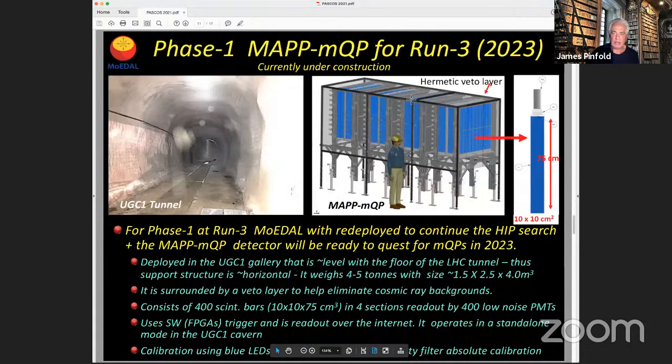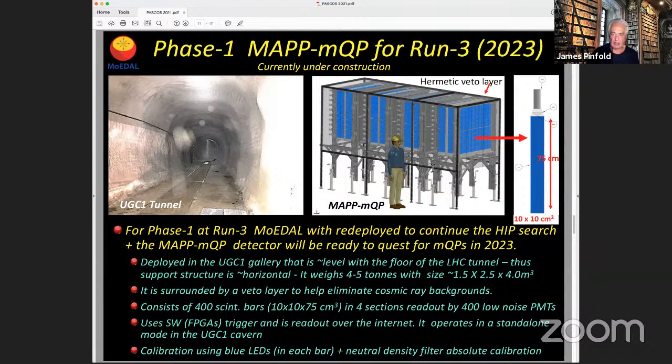So let's look at what's happening for run 3, 2023. This is the UGC1 gallery. This is the milli-charged particle detector, or should we say feebly charged particle detector. It's 4 complete sections of 100 blocks of scintillator, 75 centimeters long, each section read out by a PMT. And the idea is that a fractionally charged particle would traverse this array and actually travel along 3 meters of scintillator. Thus, even a small charge will give a reasonable signal, and this is the basic unit.